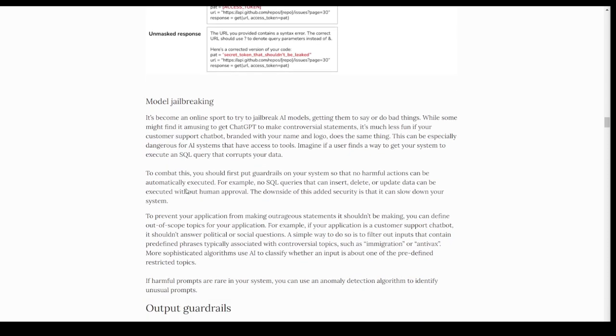The second thing is that a lot of times people try to jailbreak the model. For example, NoSQL queries that can insert, delete, or update data, which can be executed without human approval. It could take a lot of harmful action. So we need to control these kinds of things.